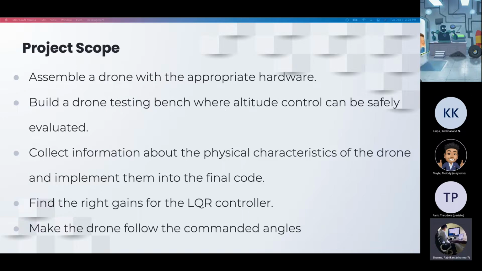Okay, so our objectives with this project were to assemble a drone with the appropriate hardware, to build a drone testing bench where we can safely test the attitude controller without damaging the drone, to collect information about the physical characteristics of the drone to incorporate into the final code, to find the right gains for the LQR controller, and to write code so that the drone follows the commanded angles.